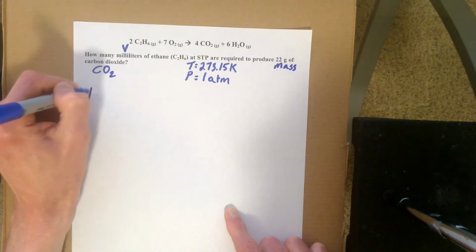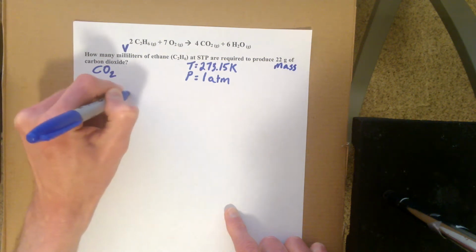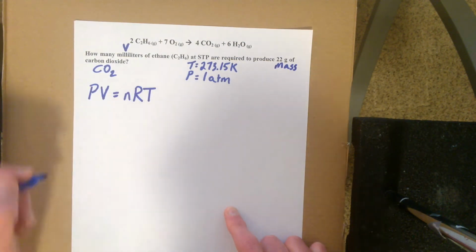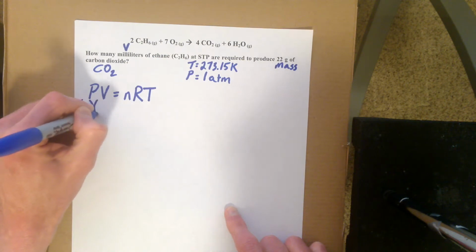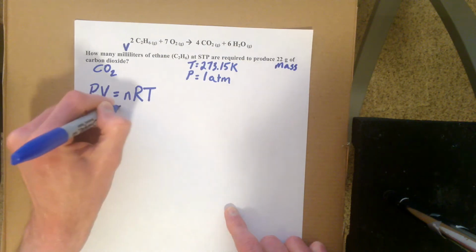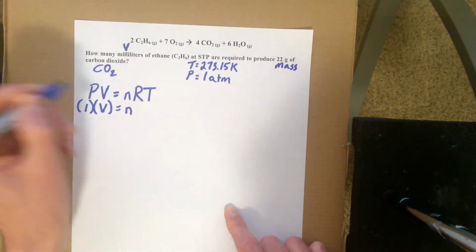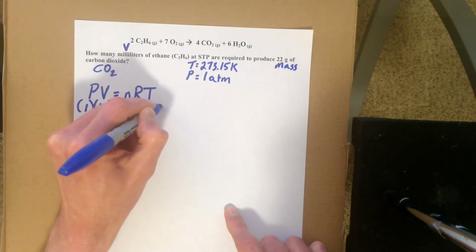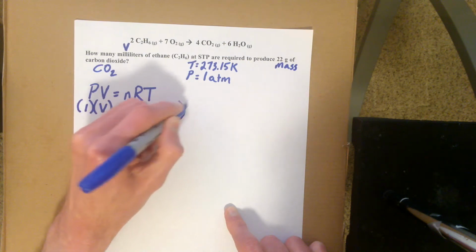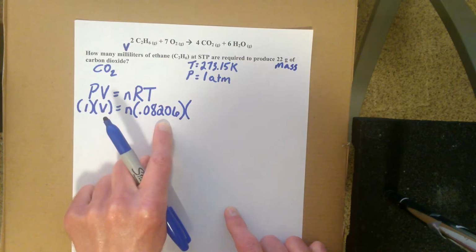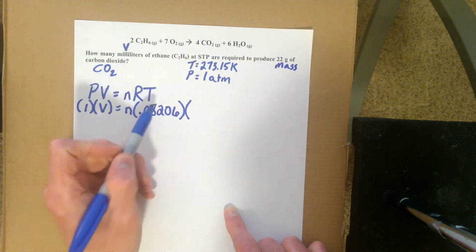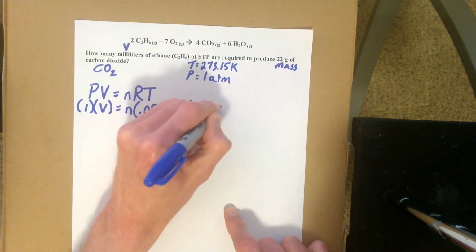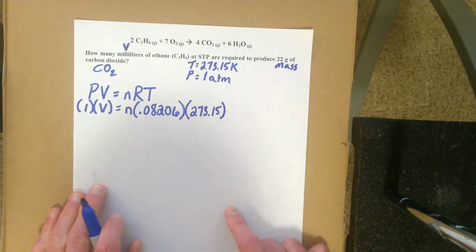Well, let's set up the ideal gas law equation. PV equals nRT. Let's substitute in the values that we were given. Pressure is 1 atmosphere. Volume is unknown. Moles is unknown. R is the universal gas constant, 0.08206. Now I'm not going to put the units here. It's liters atmospheres per mole Kelvin. And then the temperature, because this is standard temperature, is 273.15 Kelvin. So we have that.